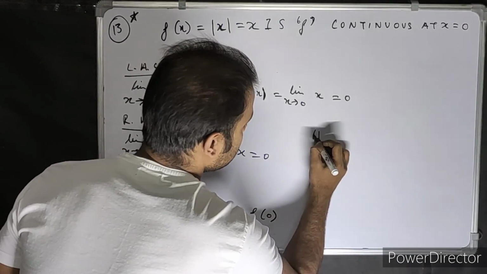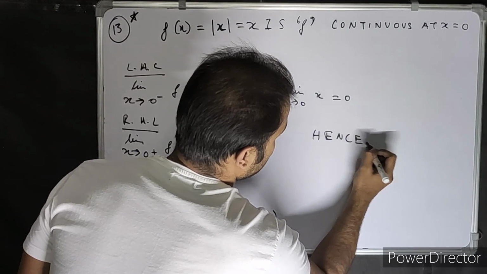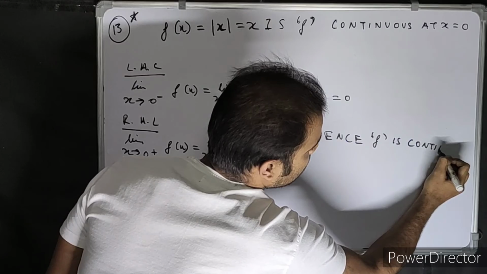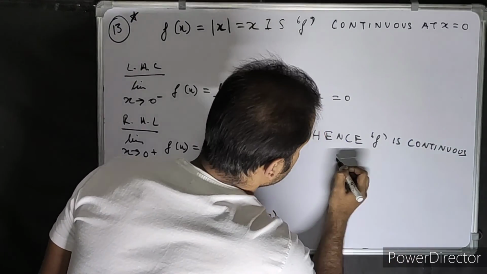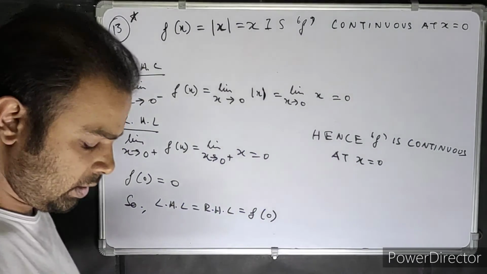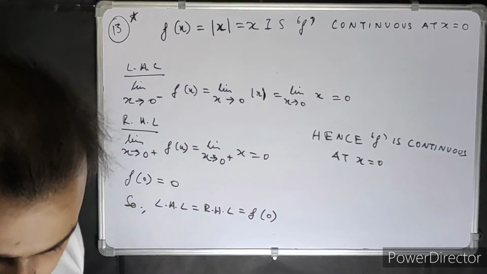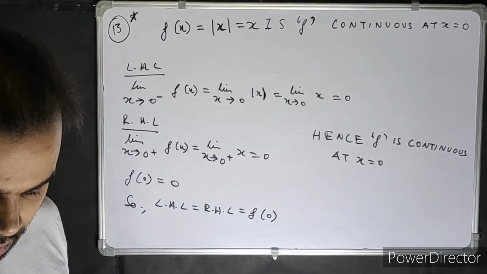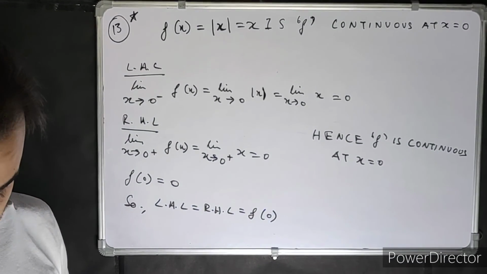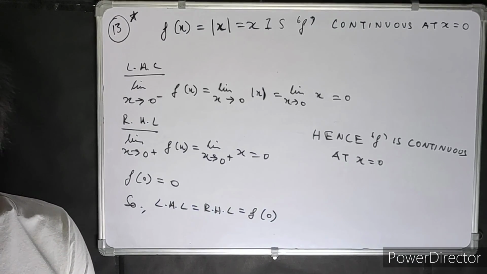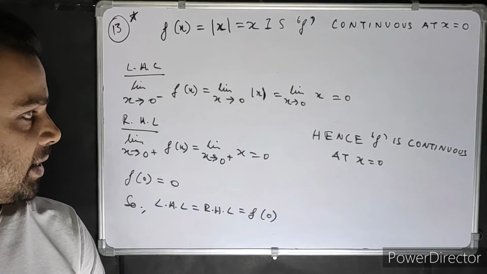Hence, f is continuous at x equal to 0. Finally, we are done with question number 13 also. Okay, let's just check the answer, confirm it. Question number 13, it says yes.